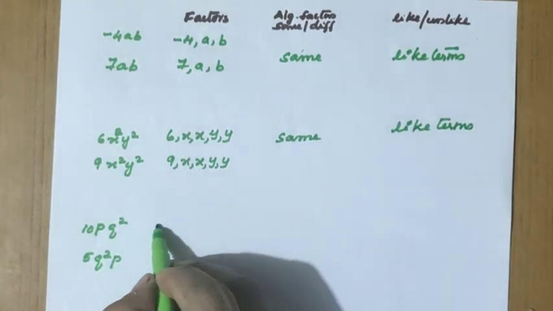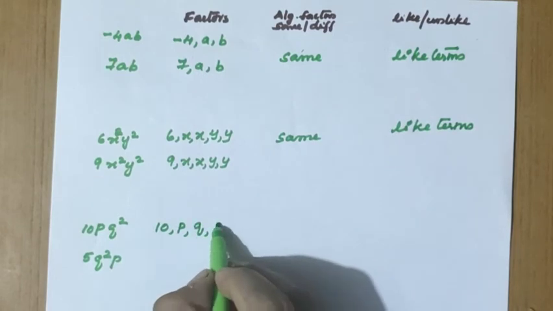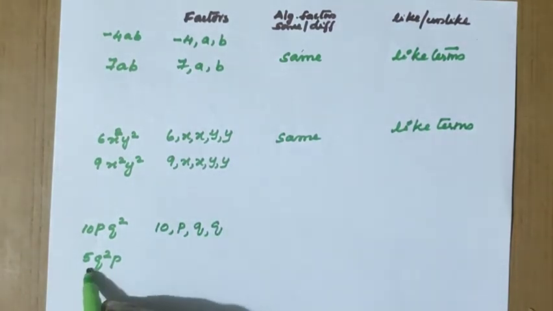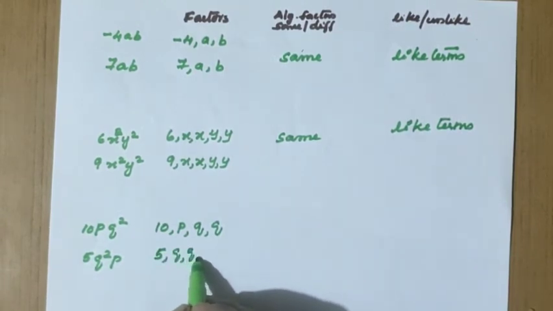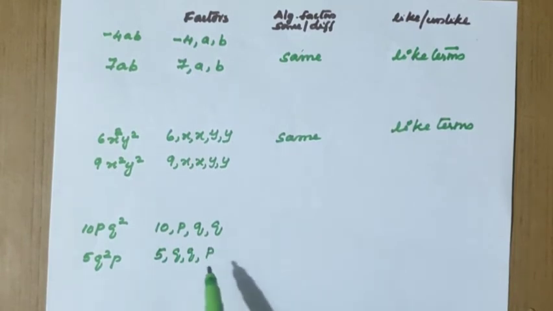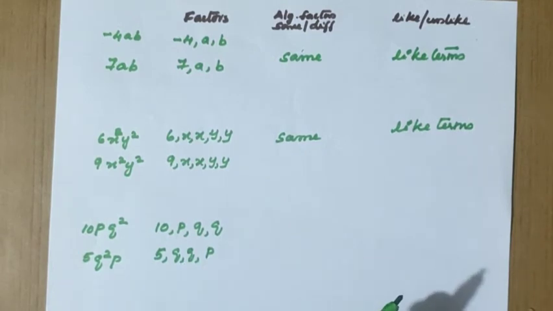Now the next question is 10pq square. So the factors will be 10, p, and q square, meaning q and q. Now the next pair in this group is 5q square p, so 5, q, q, p. Now check whether the algebraic factors are the same or not. P one time, here also one time. Q two times, here also q two times, but the order is different. Here q is coming second, there q is coming first, and that is the only difference.